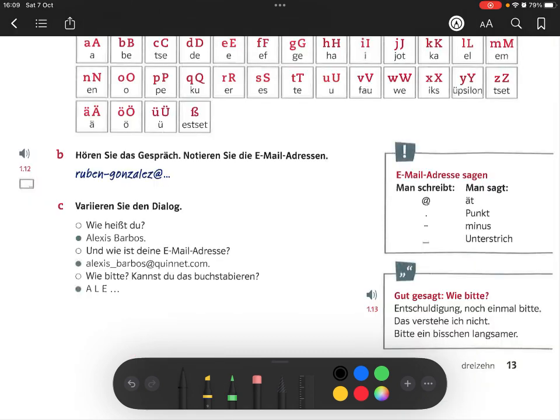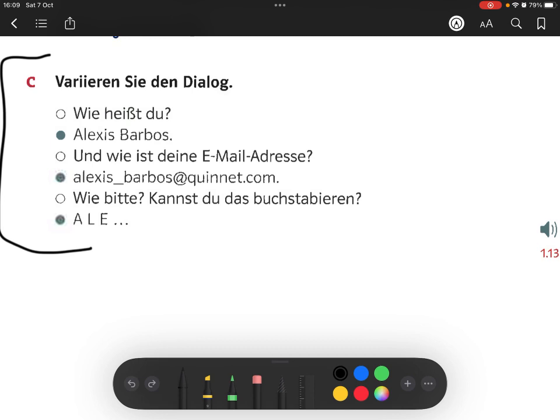We will skip it and move forward to our new dialogue, which is based on how we ask a person their email IDs. So we can ask a person their email ID by asking this question: Wie ist deine E-Mail-Adresse?